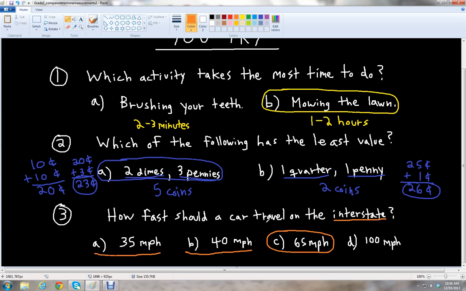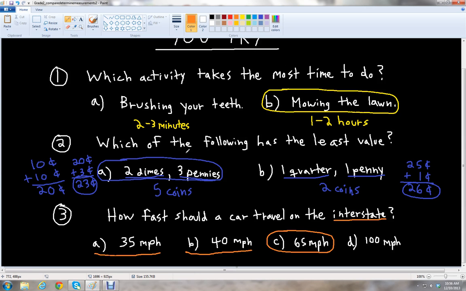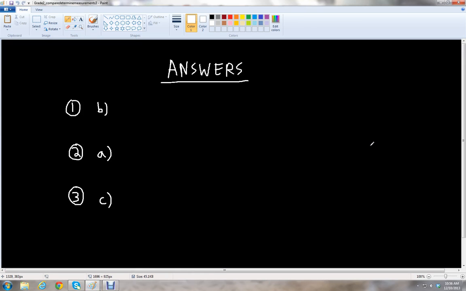Okay, so let's check the answers here. We have B, A, and C. I think those were the ones that we matched up. B, A, C. Yep, so we are good. We lined up our answers with the answer key. So if you got all of the answers right for this lesson, that's a great job. You understand how to compare two different objects with measurements, and how to determine appropriate measurement for a given situation or object.